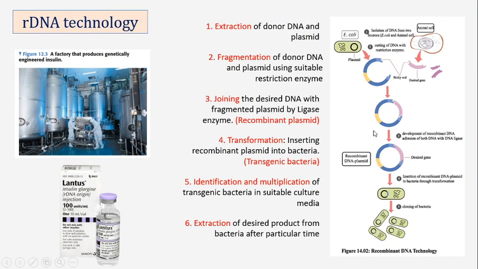So these are the processes followed in recombinant DNA technology. The first one is extraction of DNA and plasmid, then fragmentation of plasmid and human DNA, and then joining the insulin gene with plasmid, and then transforming the recombinant plasmid into bacteria, and then identifying the transformed bacteria, and then multiplying it in a specific culture medium, and then extracting the product from the culture medium and marketing it.